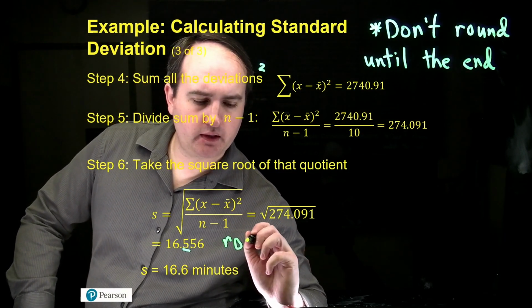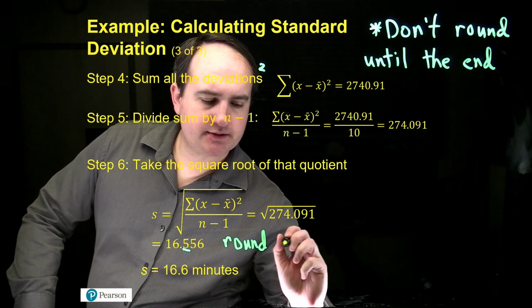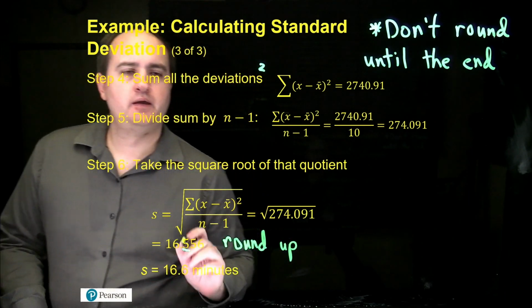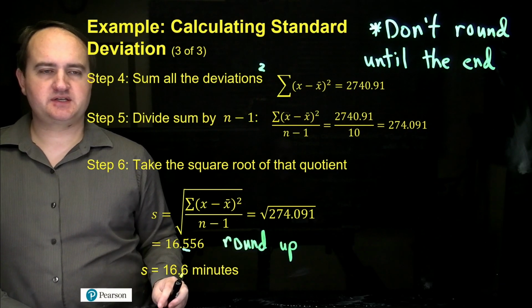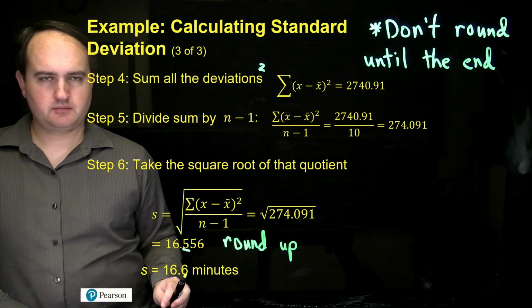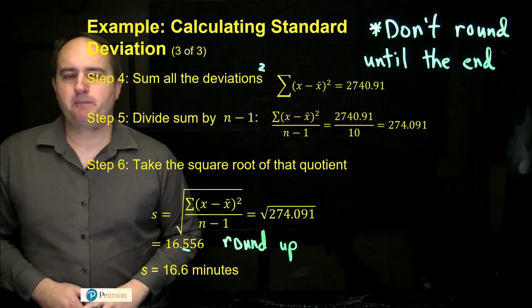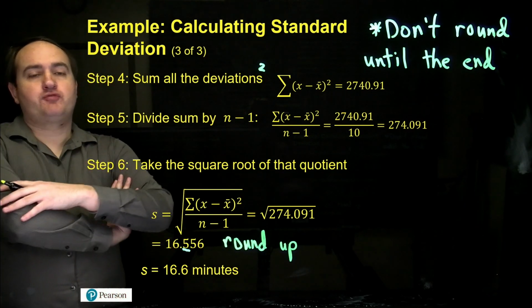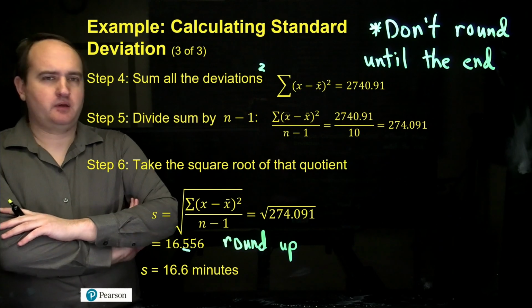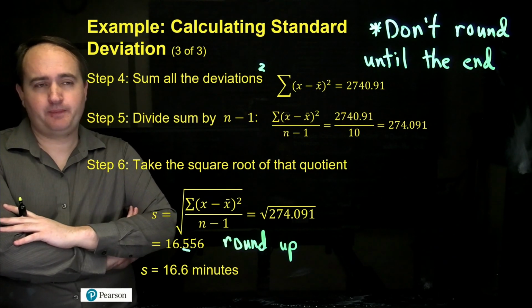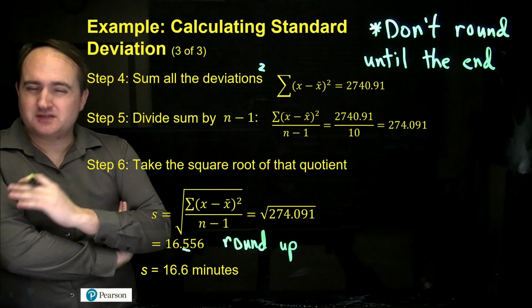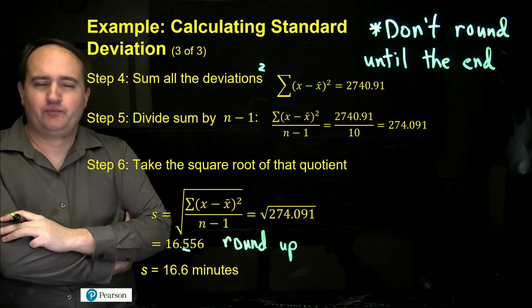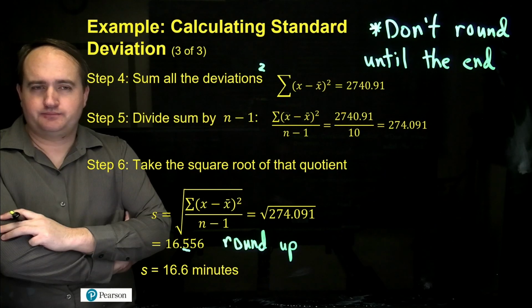Here they rounded up because the next digit was 5 or higher. So 5 plus 1 is 6. That's how we got 16.6. So that is the long formula. I call it the long formula because it takes a long time. Even though we only had 10 data values, it takes a lot of calculation to get it done.